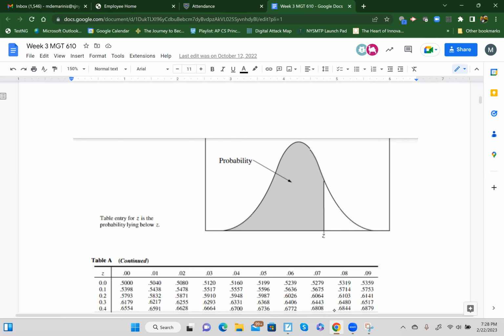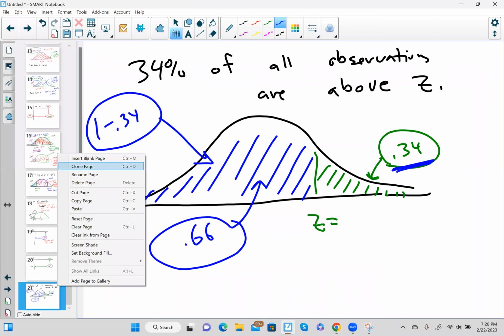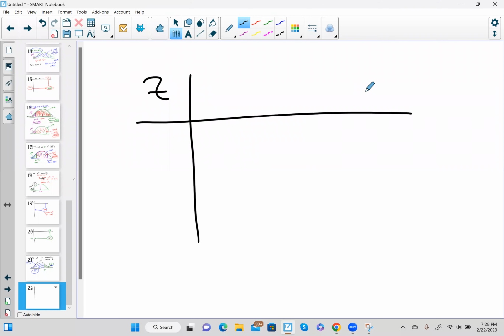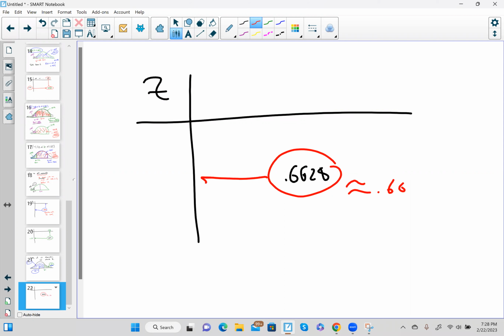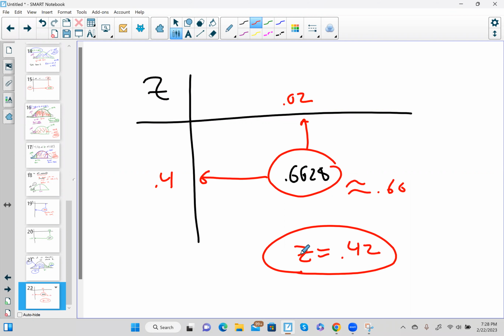So the z-score that goes with that. Here's what we did. We looked in the chart, and the closest number we found was 0.6628. I start with that number because that's really close to 0.66. If I look over here, I get a 0.4. And if I look up here, I think I get a 0.02. So z equals 0.42 is the answer to that question. Okay, any questions or comments about these?